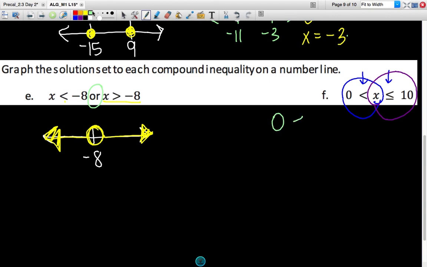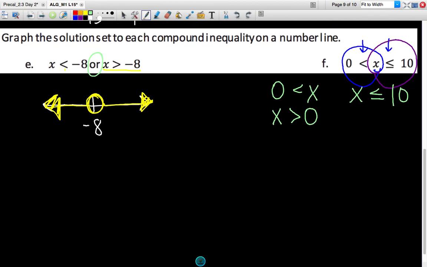0 is less than x. x is less than or equal to 10. So before you graph this, you've got to write x out front. And the sign is opening towards the x, so you need to keep it facing that way. This one's all ready to graph.